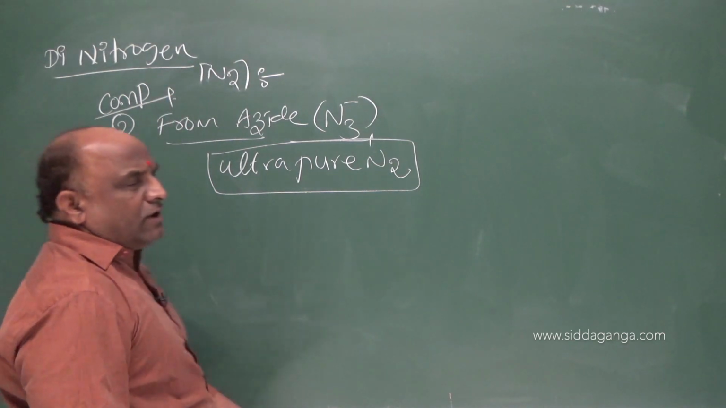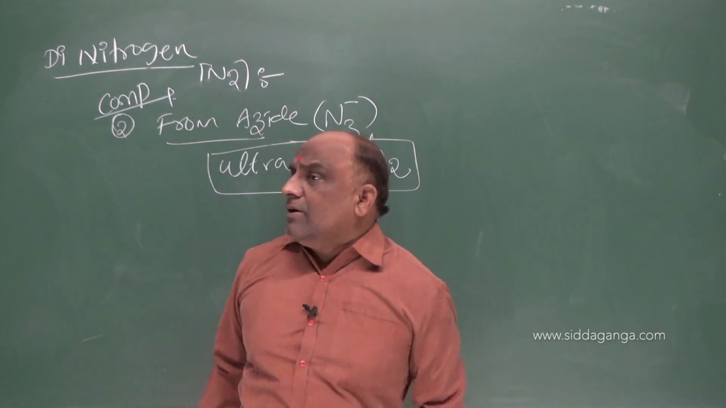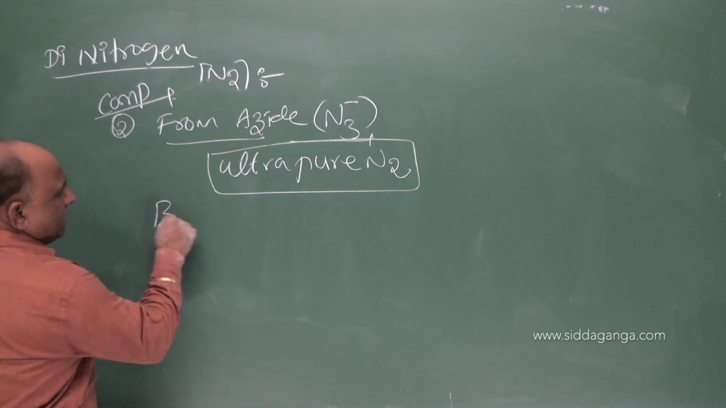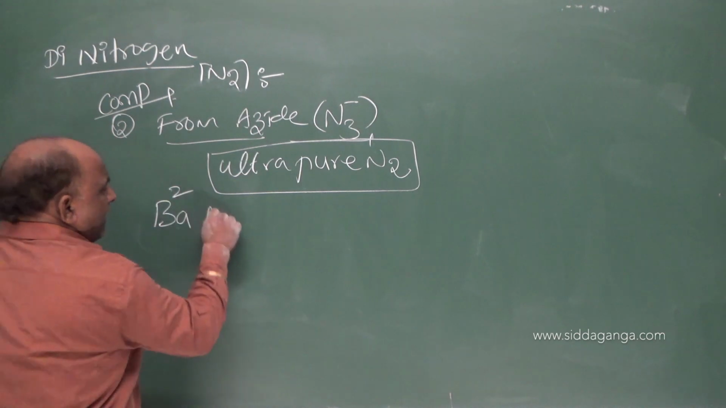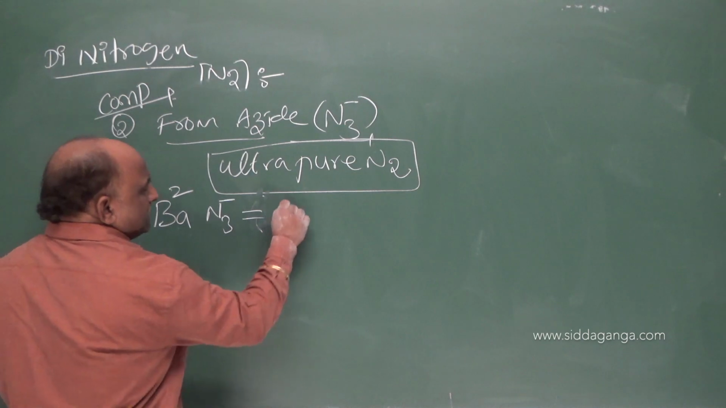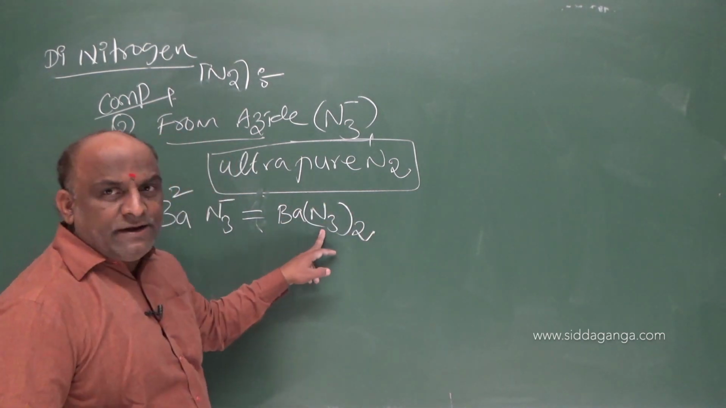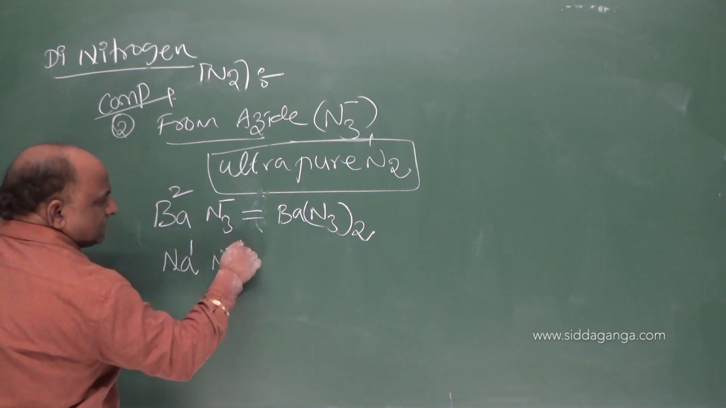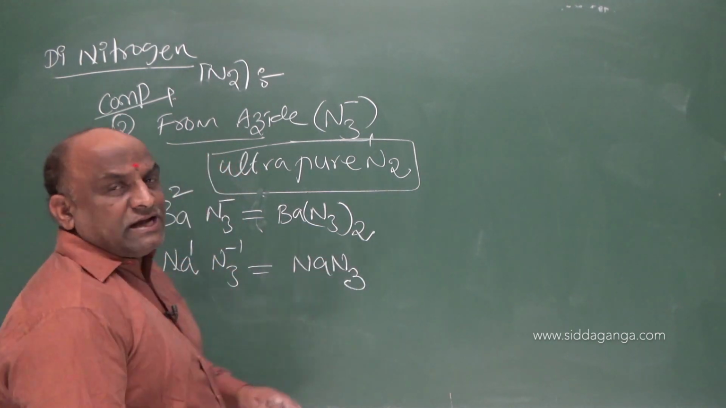Ultra pure dinitrogen can be obtained from azides. Which azides? Number one, barium. Barium belongs to the second group. The azide is N3 minus, so the compound is Ba(N3)2, known as barium azide. Sodium belongs to the first group, so the compound is NaN3, called sodium azide.